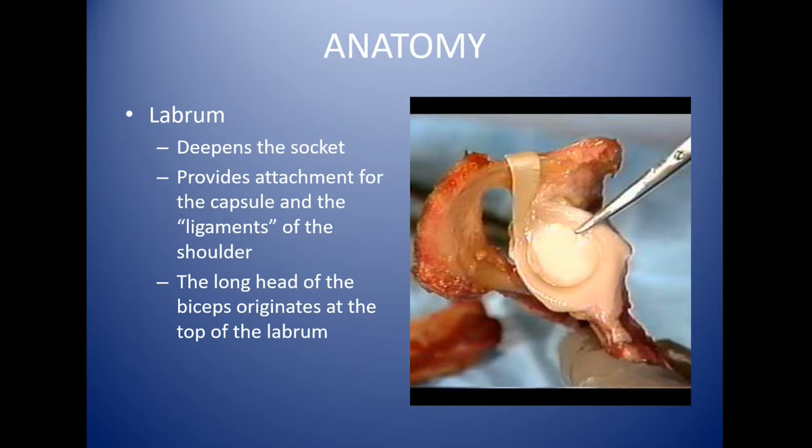Now that labrum provides both a bumper or a lip around the edge of the socket, making it deeper, but it's also the origin of that capsule and those ligaments that I mentioned earlier. So it's an important tethering point for providing stability in the shoulder. Also, if you look at the top of that picture, there's sort of a flat looking structure coming off the top of the labrum, and that's actually where the biceps attaches. And there's two attachments of the biceps in the shoulder. That's called the long head of the biceps. And that has some importance in one of the injuries we're going to talk about a little later. Next slide.